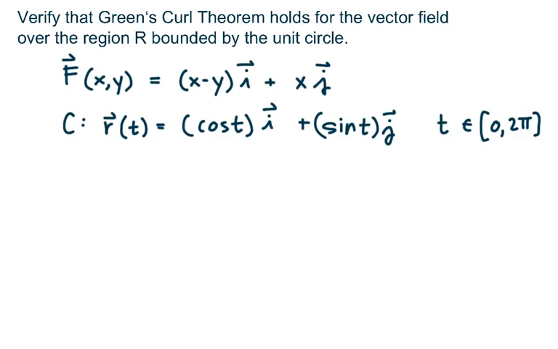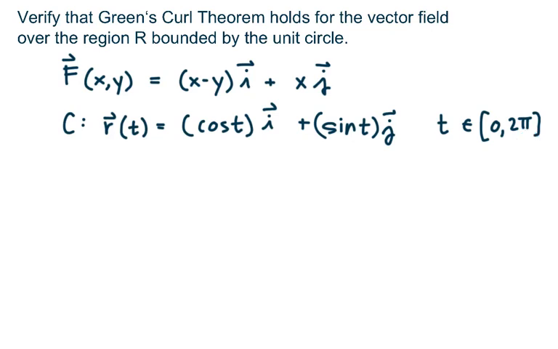In this example, we are going to verify or prove that Green's theorem, the curl version, holds for this vector field F, which is equal to (x minus y) i plus x j, over the region R, which is bounded by this unit circle given as cosine t i plus sine t j, traveling counterclockwise from 0 to 2 pi.